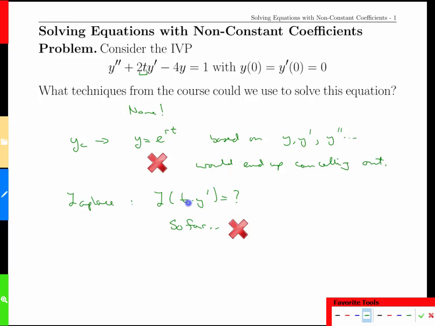However, we've seen transforms of other products before, so maybe if we do some work, we might turn that into a nice big check mark. So let's explore that some more.